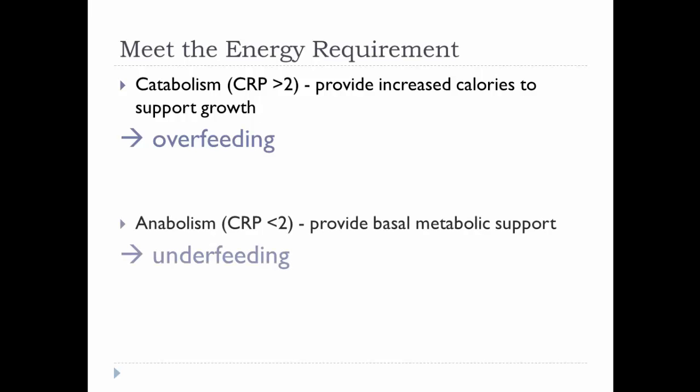On the flip side, if a patient's in a state of anabolism, if their CRP is less than 2 and they're able to utilize calories to support growth, but the dietitian decides to use an equation to only provide basal metabolic support, then this patient may experience risks of underfeeding.